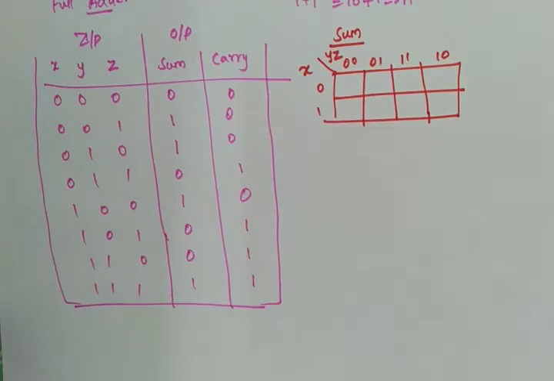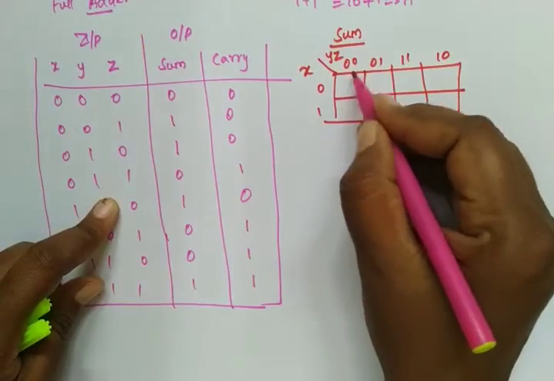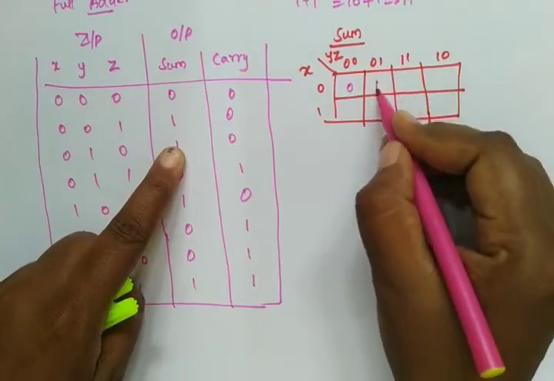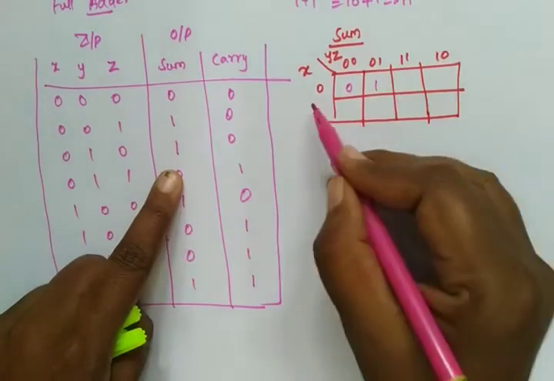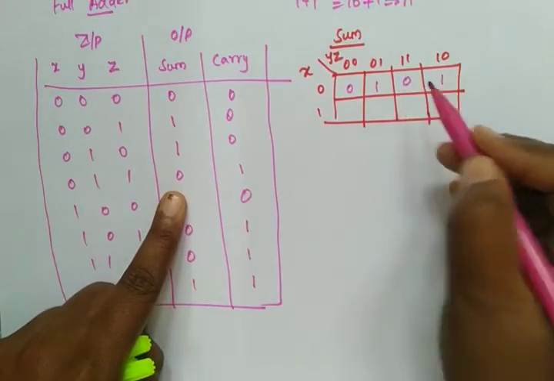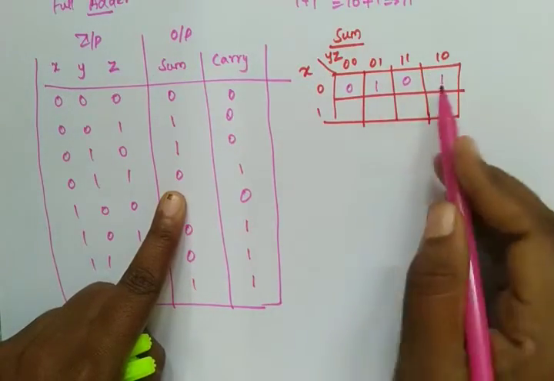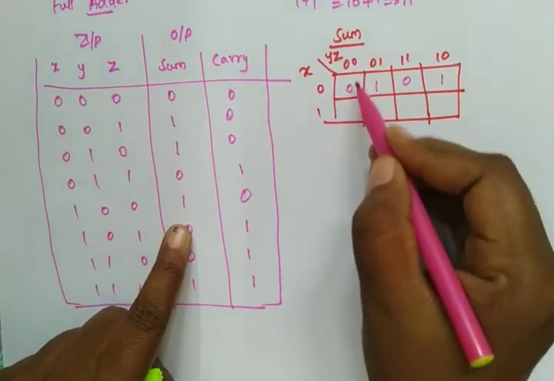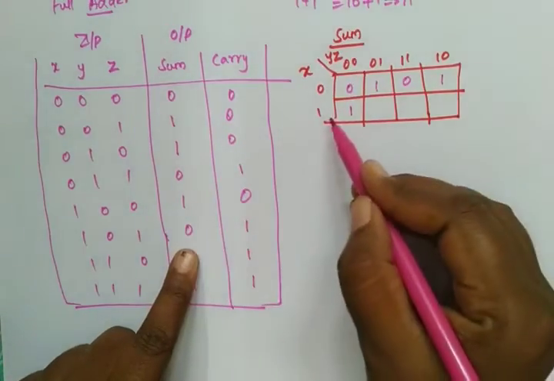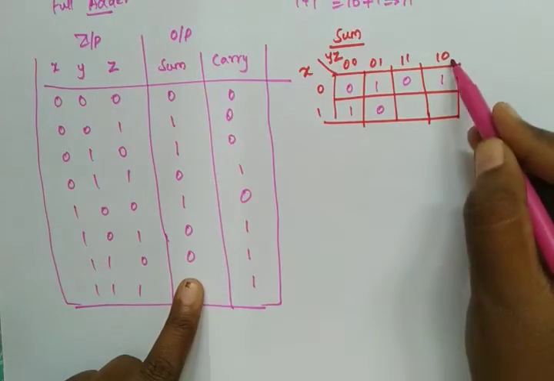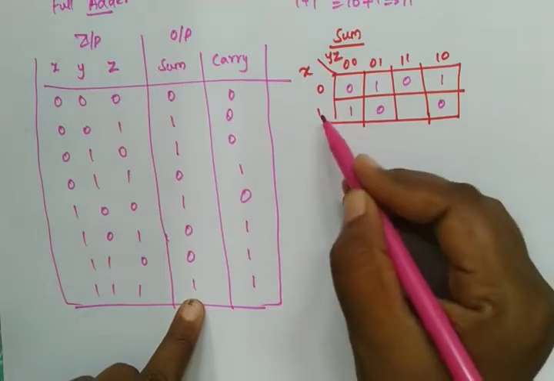Now we know how to write. 0, 0, 0 is 0. 0, 0, 1 is 1. Next 0, 1, 0 is 1. 0, 1, 1 is 0. You should never forget this. If you change this, then the answer will become entirely wrong. Then 1, 0, 0 is 1. Next 1, 0, 1 is 0. Next 1, 1, 0 is 0. Next 1, 1, 1 is 1.